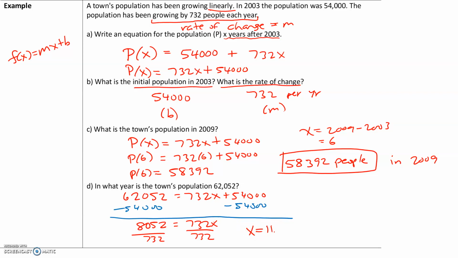Now it doesn't ask you after how many years. It says in what year. So x represents the number of years after 2003. So 11 years have passed since 2003 for us to get to that population. So we're going to take 2003, add 11 to it, and this will give you 2014. So in 2014, the population is 62,052.